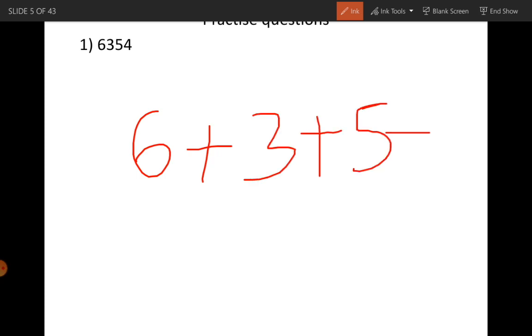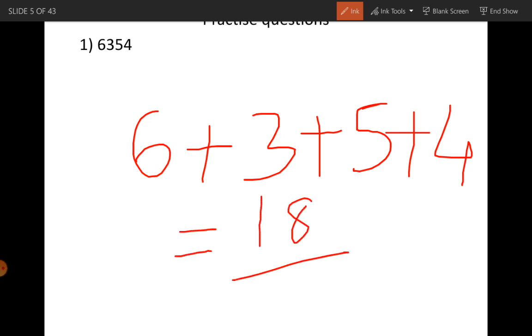Practice questions. 6354. Here 6 plus 3 plus 5 plus 4. We have to add all the digits. 6 plus 3 is 9, 9 plus 5 is 14, 14 plus 4 is equal to 18. 18 divided by 3 is equal to 6, without remainder. It is completely divisible by 3. So 6354 is divisible by 3.